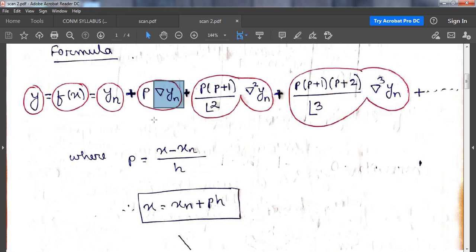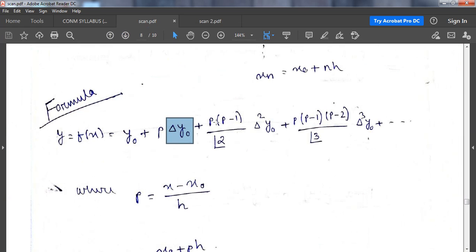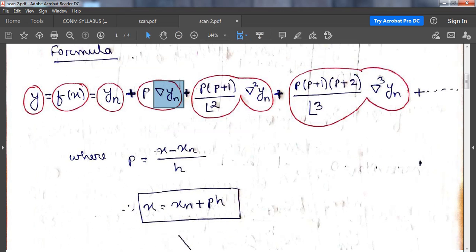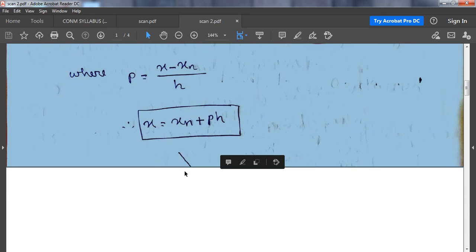Do not confuse them. Also, with respect to p, the formula for p in the forward difference formula was x minus x naught by h. But in the case of backward difference, it is x minus xn by h. Pay attention, it is xn. So in backward difference, everything is with respect to n only. So keep that in mind.